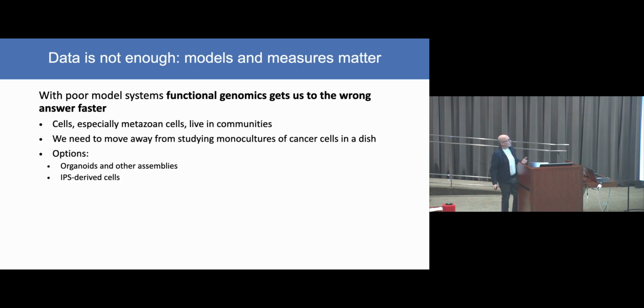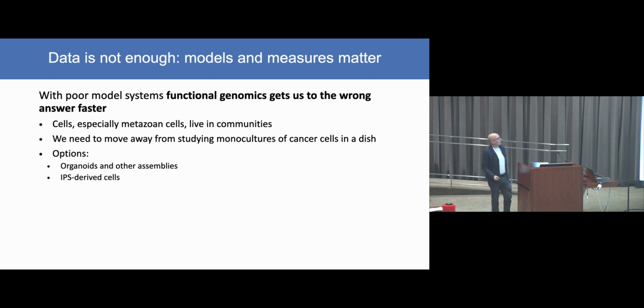So I think we as a field feel you have to move away from monocultures of cancer cells in a dish. And there's nice systems like organoids and other assemblies or iPS-derived cells. And those are powerful systems and certainly have their role.